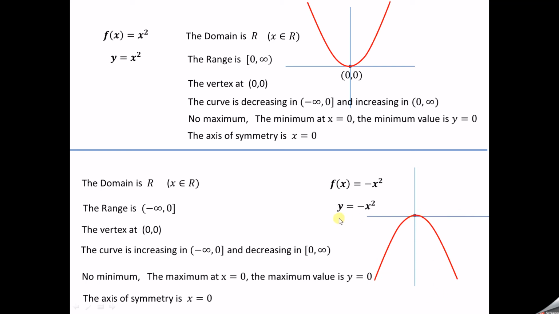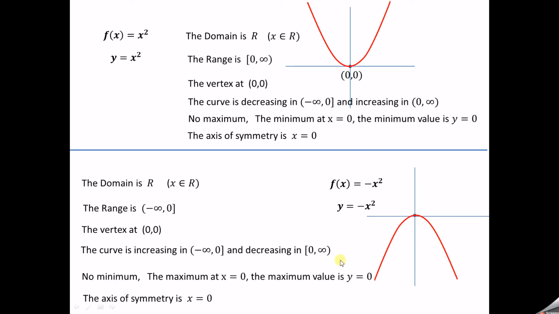If you observe, when x is from minus infinity to 0, the curve is increasing. And when x is from 0 to infinity, the curve is decreasing. So we can write that the curve is increasing from minus infinity to 0. That means for these x values, the curve is increasing. And the curve is decreasing from 0 to infinity. That means for the values of x between 0 and infinity, the curve is decreasing.